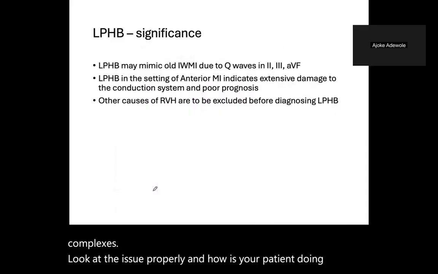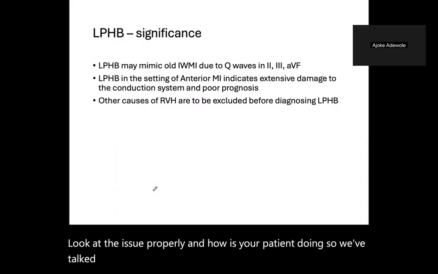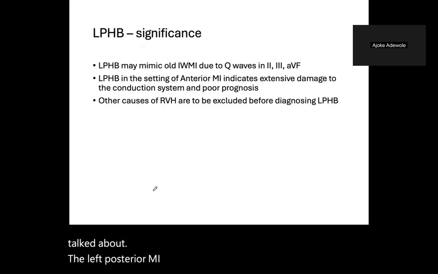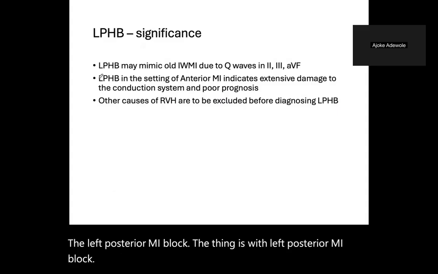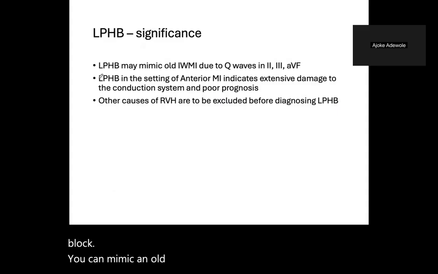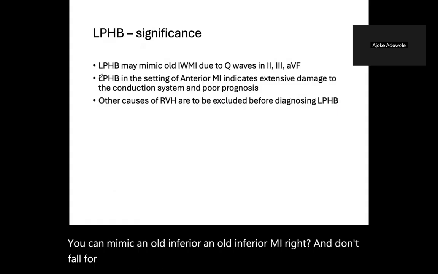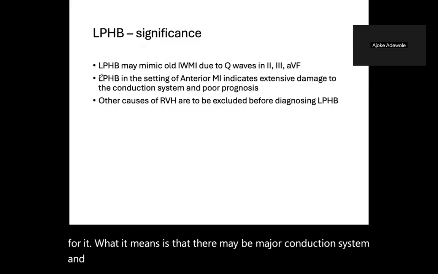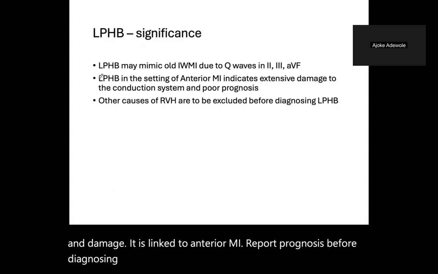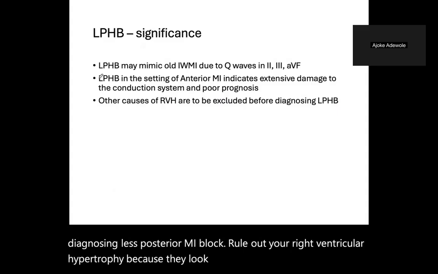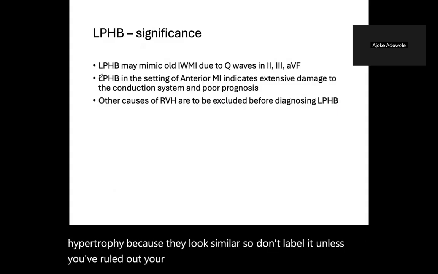So we've talked about the left posterior fascicular block. The thing is, with left posterior fascicular block, it can mimic an old inferior MI, right? And don't fall for it. What it means is that there may be major conduction system damage. It is linked to anterior MI with poor prognosis. Before diagnosing left posterior fascicular block, rule out right ventricular hypertrophy because they look similar. So don't label it unless you've ruled out right ventricular muscle bulk.